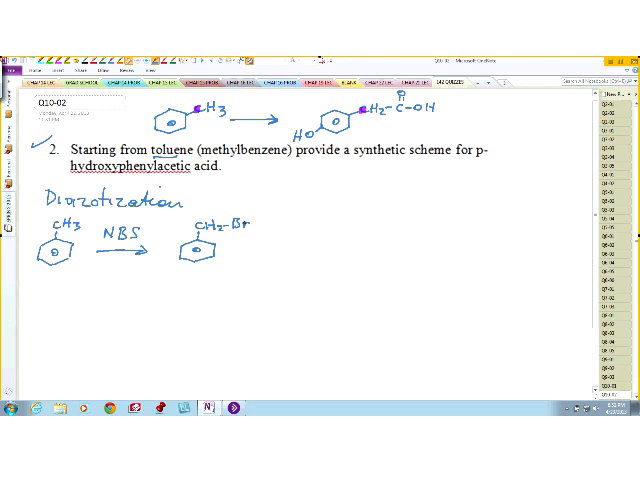Okay, and then what do you do? Grignard again. Okay. So you form a Grignard reagent. Magnesium using ether as solvent. Okay, and then what else? CO2, carbon dioxide. Okay, very good. And then hydrogen ion. And that will give you the phenyl acetic acid.